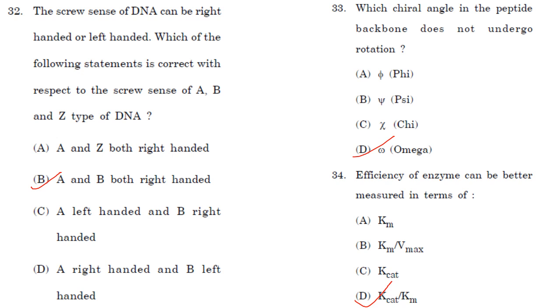Then next one. Which dihedral angle in the peptide backbone does not undergo rotation? Phi, psi, omega are the different angles in the peptide backbone. Of these, phi and psi undergo rotation but omega doesn't. So the answer here is option D, omega. Efficiency of an enzyme can be better measured in terms of kcat by Km. Higher the kcat by Km ratio, higher the rate of catalysis. So the answer here is option D.